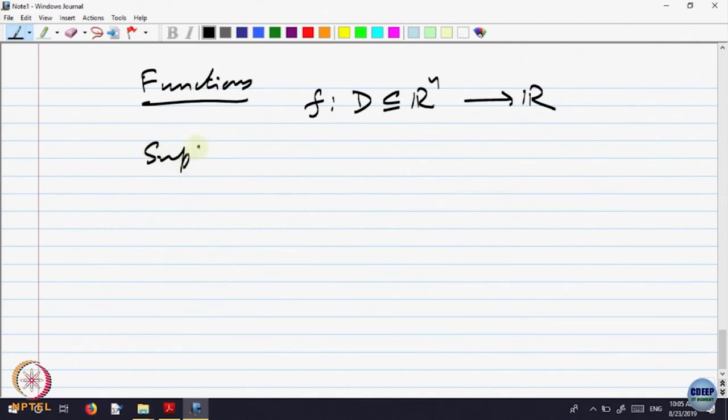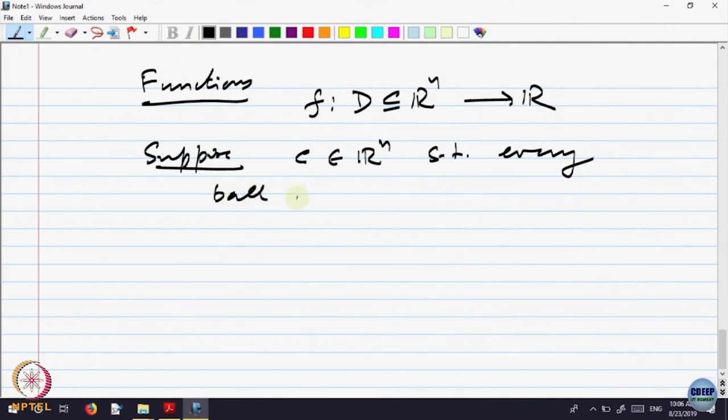Suppose C is a point belonging to Rn such that every open ball at C intersects D. So, this is an assumption I am making. So, what does it mean?